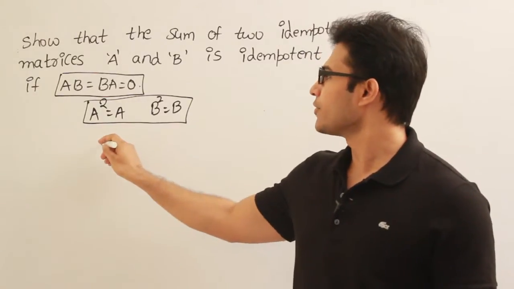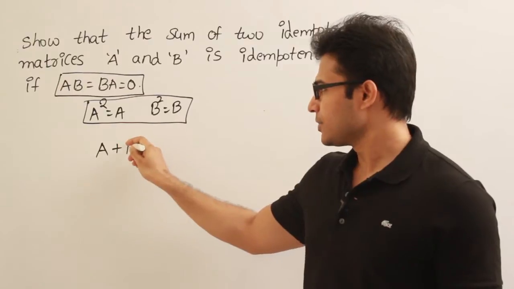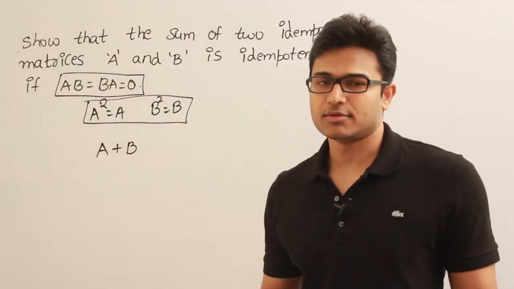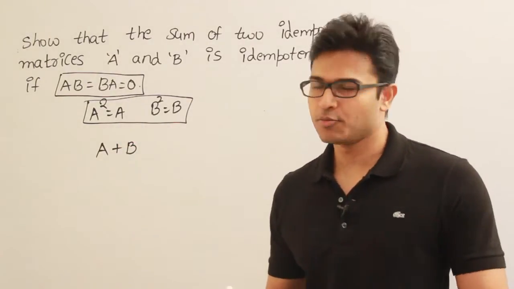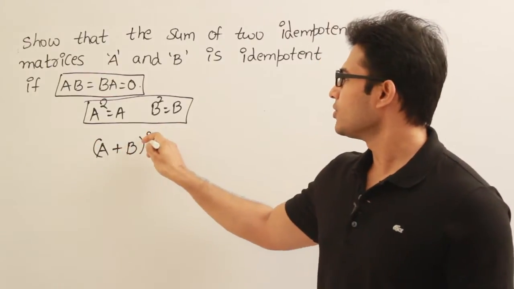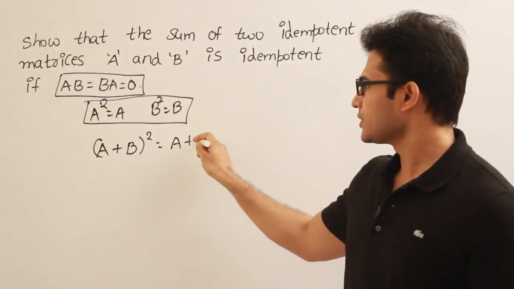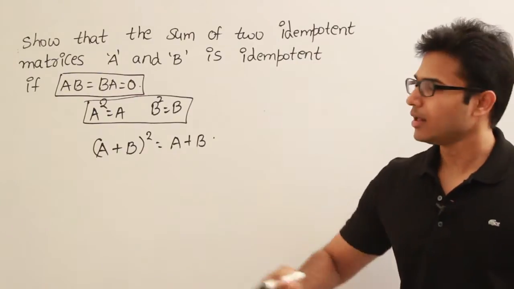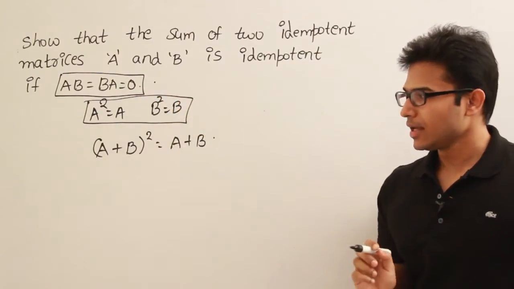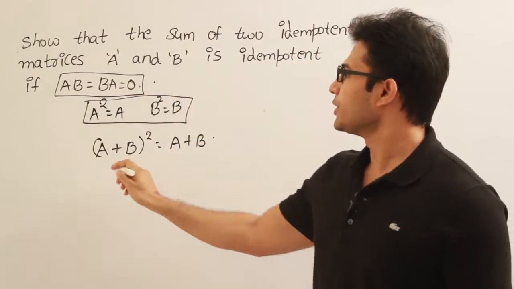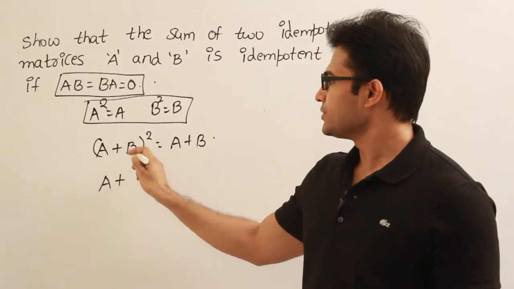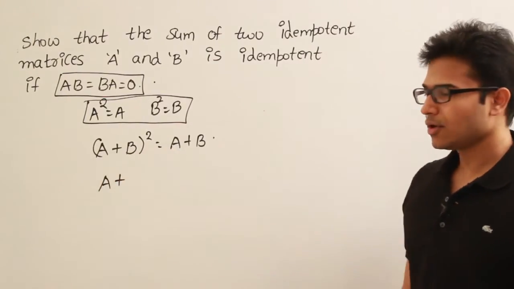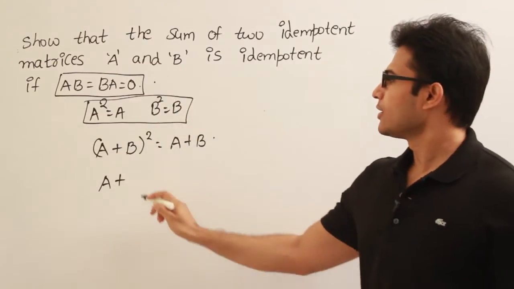So what we have to prove finally is that A plus B, the sum of these two matrices, is also idempotent, which means A plus B whole square is equal to A plus B. This is what we should prove, right, using this fact and this fact. And how can we prove it? So I'm taking the LHS, and from there I'll try to derive the RHS using these things.